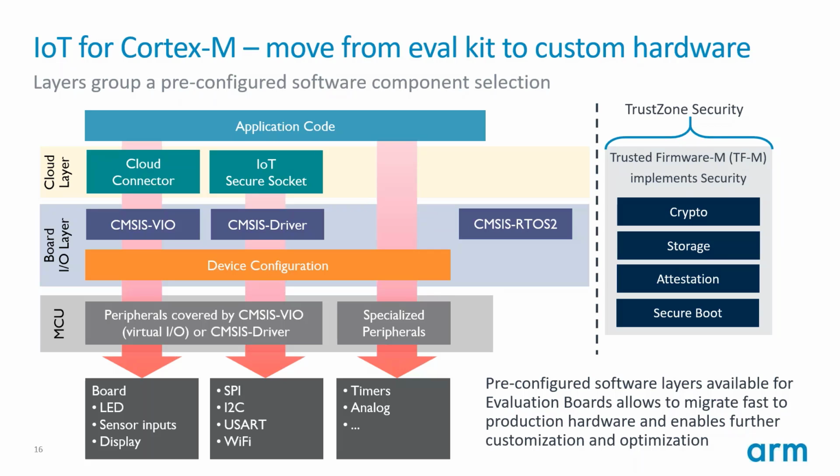So these are the components of the board I/O layer, and then we run in a cloud layer the actual internet connection. This is the IoT secure socket interface with a TCP/IP stack or Wi-Fi interfaces, and then a cloud connector, and on top of it, the application code.